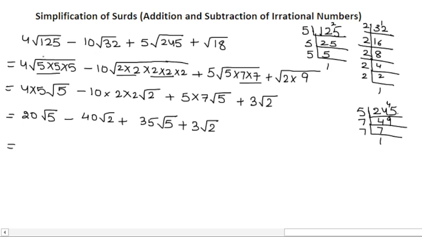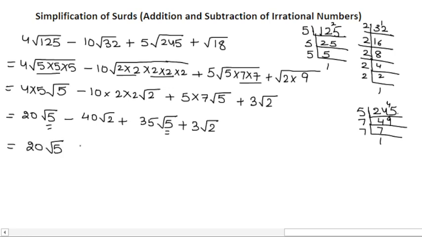We started with 125, 32, 245 and 18 inside the root. However, we ended up with smaller numbers. So you can see that we have simplified surds, broken them down into simpler surds. After this step, we need to group like surds together. What do we mean by like surds? Like surds are surds with the same numbers inside the root. I have root 5 here, I have root 5 here. So they can be solved together. I am writing them together for your ease.